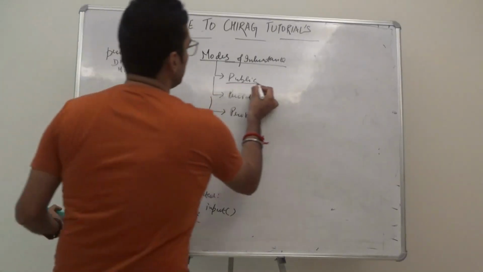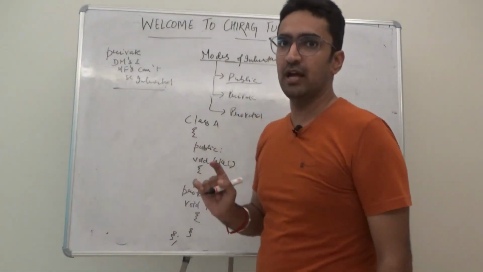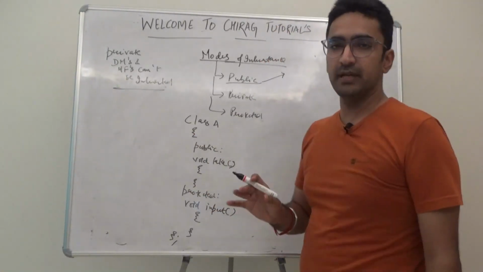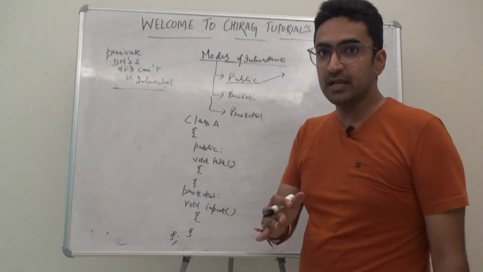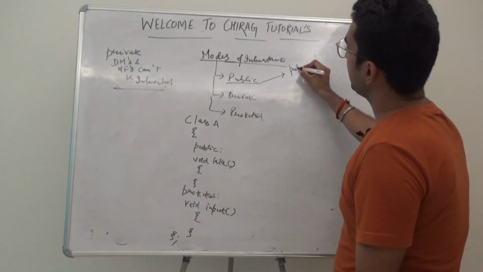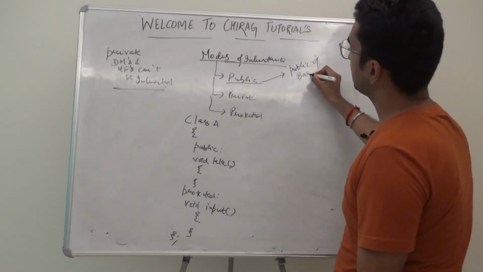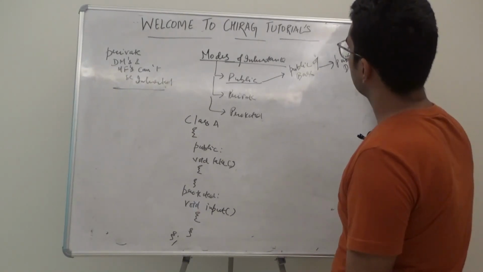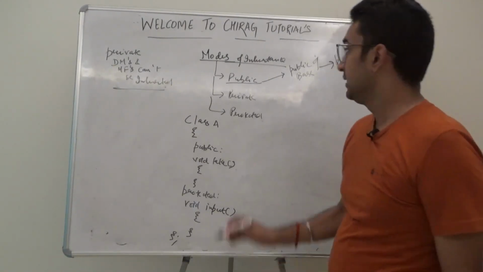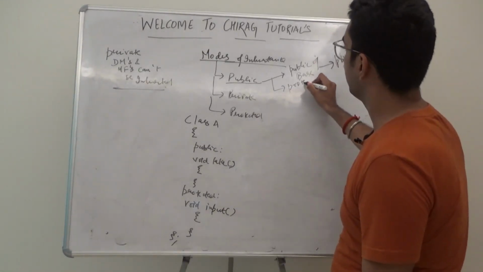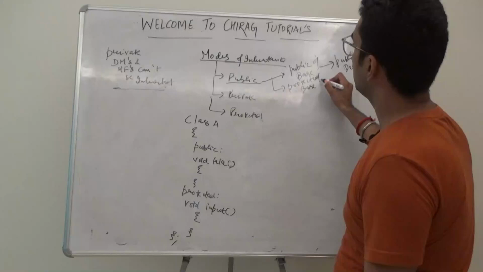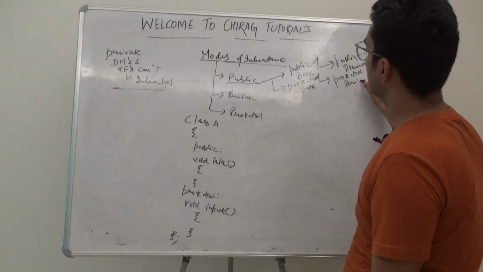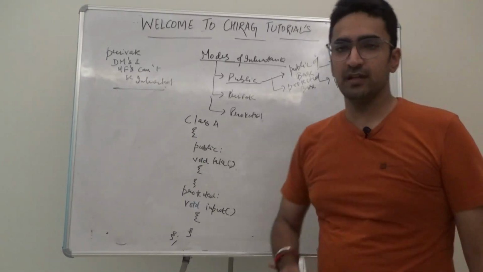The important thing that we have to understand for public mode is, when classes are inherited publicly, the public of base class goes to public of derived class, right? Protected of base class goes in protected of derived class. This is a very important part.